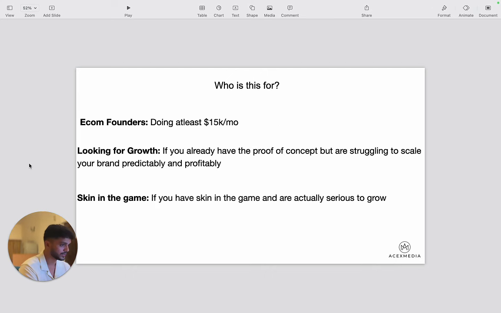Now, who is this for? This is for e-commerce founders or e-com brand owners who are doing at least $15,000 a month or more. You're looking for growth, you already have a proof of concept, but you're struggling to scale your brand. And if you have skin in the game and you're actually serious about growing, if you fit any of these criteria, then click the link below and we'll talk soon.